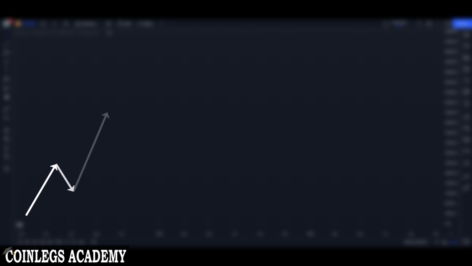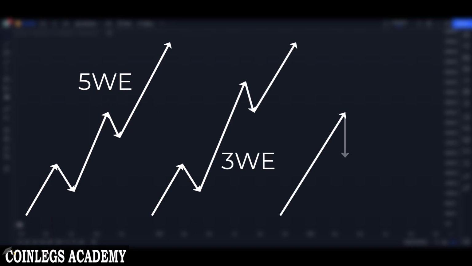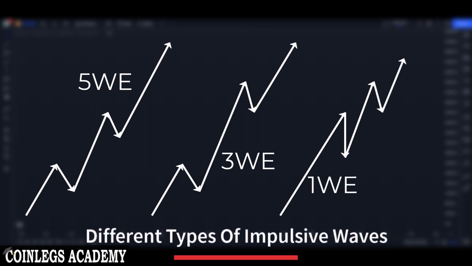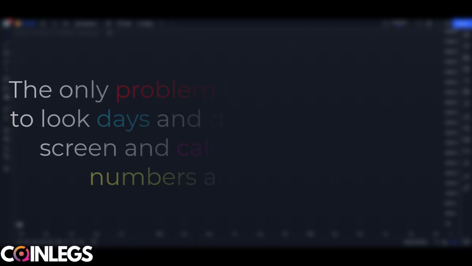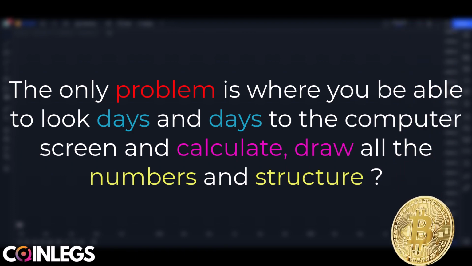And if we only use the rules we mentioned before, of course we're going to find very useful Elliott wave structures. And you can see different types of impulsive waves like this. These are all correct, because they are following all these rules we specified before. The only problem is, will you be able to look days and days at the computer screen and calculate, draw all the numbers and structures like that?